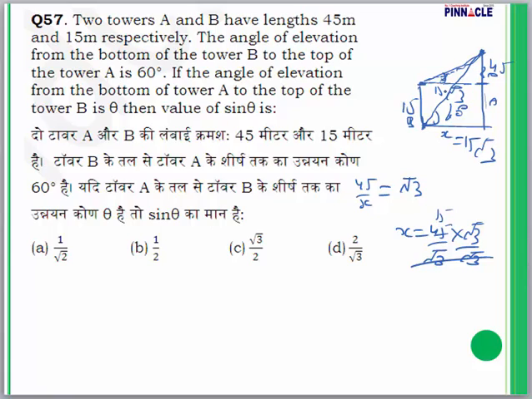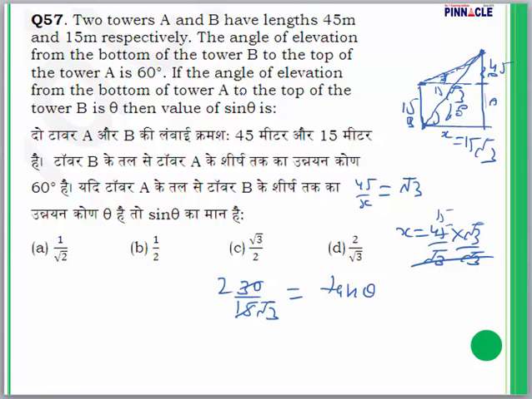30 is there, 15 root 3 is there, we can find the value of this. Now find the value of theta. Tangent theta is equal to 30 divided by 15 root 3. We can find from this 2 root 3, that is tangent theta.